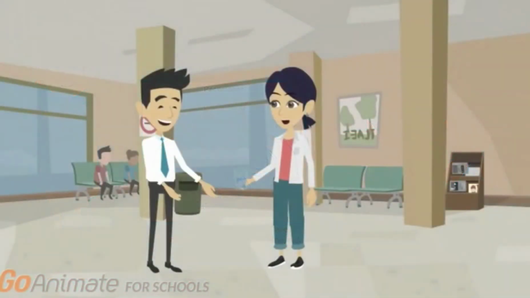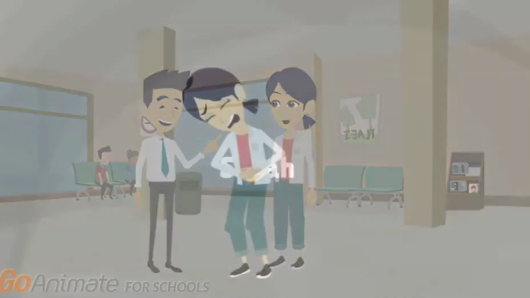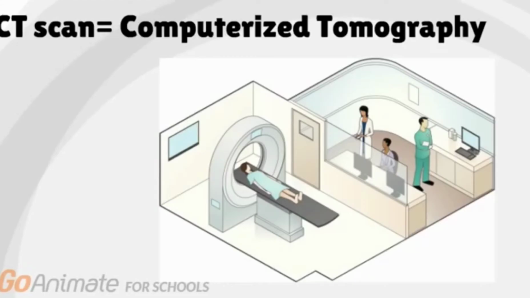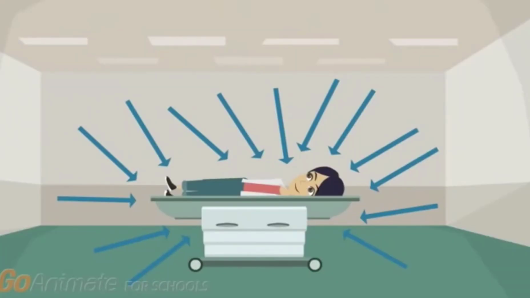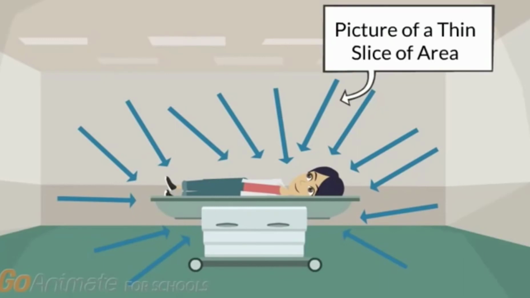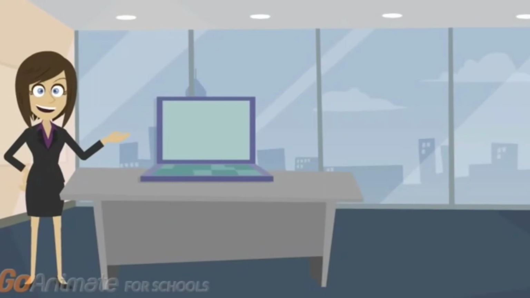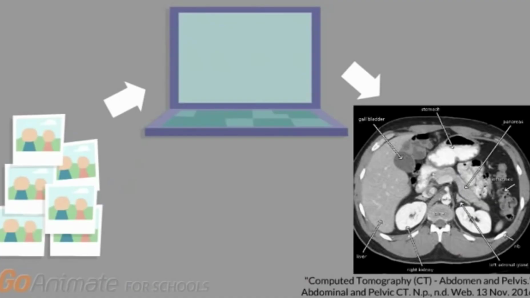After finishing his MRI scan, Michael meets Sarah, who just underwent a CT scan for her severe abdominal pain. A computerized tomography scan produces detailed images of the body mainly through the use of X-rays. Several beams of X-rays, all from different angles, are sent through the body during a CT scan. Each angle provides a picture of a thin slice of the area being analyzed. The data is saved on a computer, which takes these two-dimensional pictures and creates a 3D cross-sectional picture of the area.